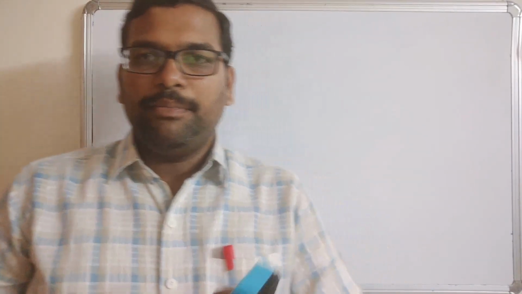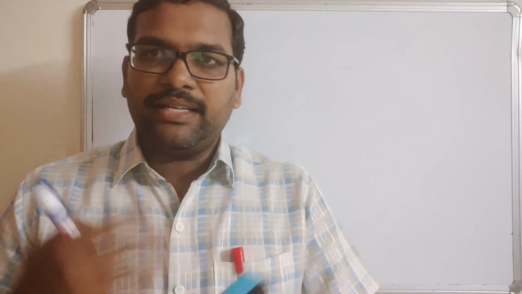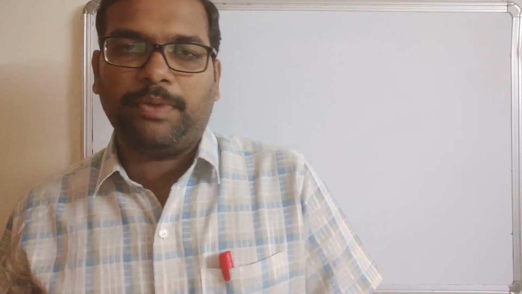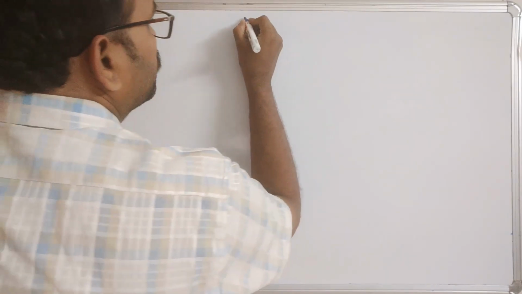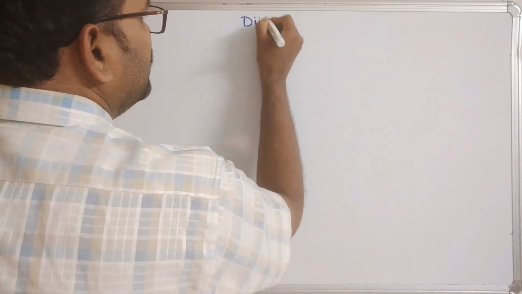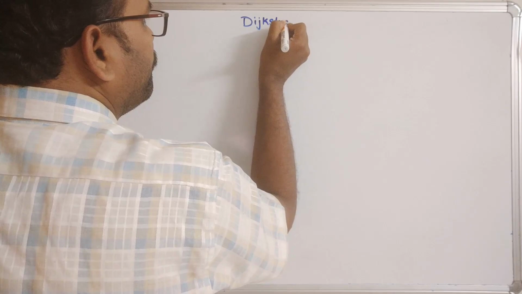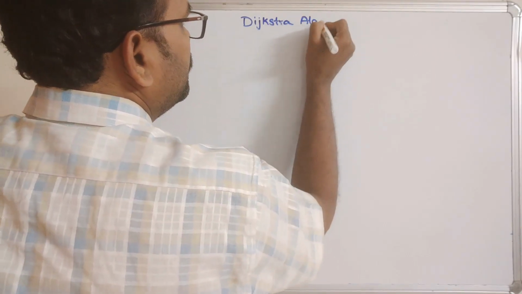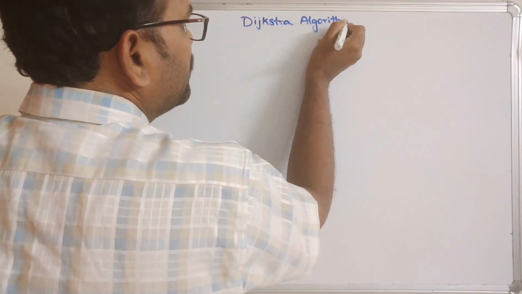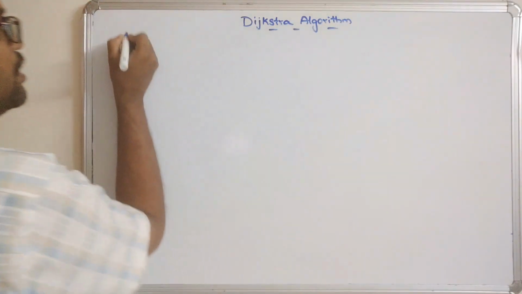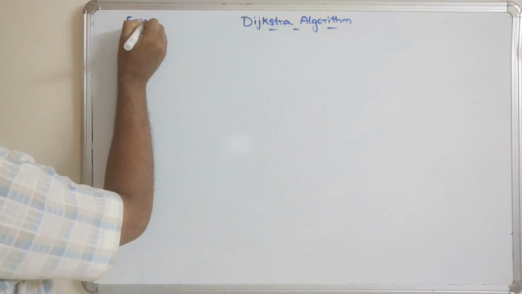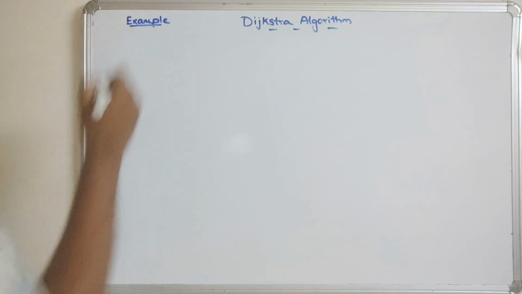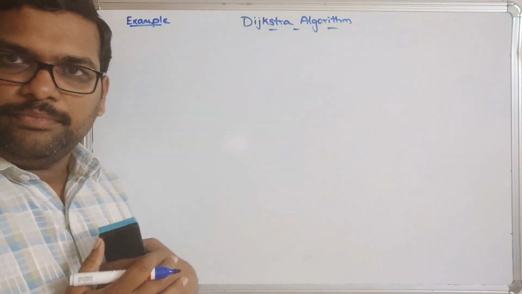So in our previous session we have discussed the greedy method application, that is single source shortest path, and now we'll see an example for single source shortest path. We can also call it the Dijkstra algorithm, and an example for this Dijkstra algorithm. So before going to the example, let us recall the algorithm.